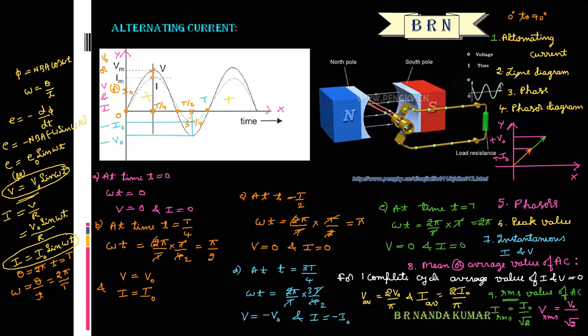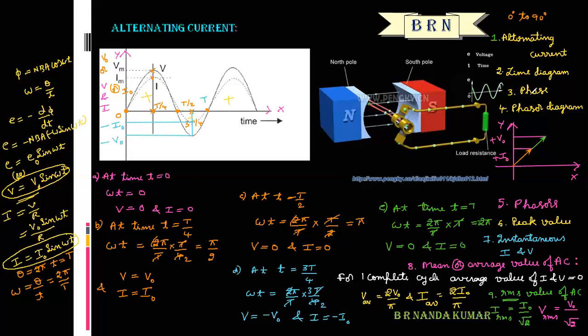What is the meaning of time diagram? A time diagram is a diagram which represents the time varying current and time varying voltage.